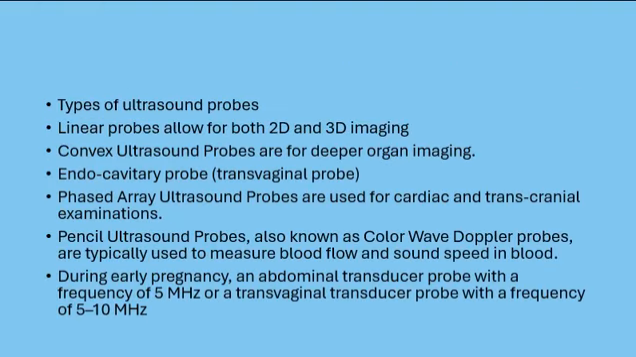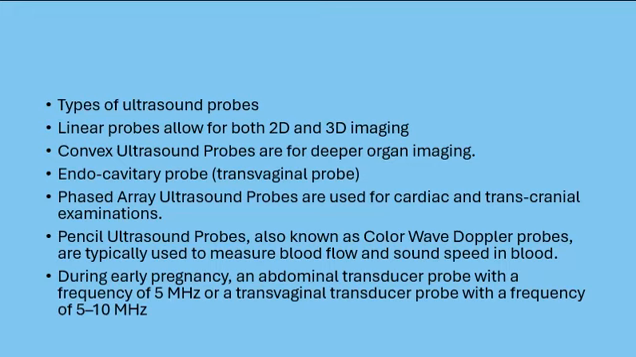Types of ultrasound probes. Linear probes allow for both 2D and 3D imaging. Convex ultrasound probes are for deeper organ imaging. Endocavitary probe, transvaginal probe. Phased array ultrasound probes are used for cardiac and transcranial examinations.